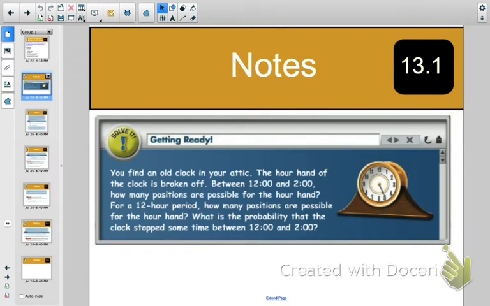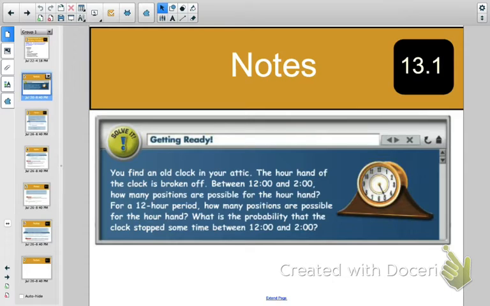Okay, so it says you find an old clock in your attic. The hour hand of the clock is broken off between 12 and 2. How many positions are possible for the hour hand? So for the hour hand, it can go anywhere between 12 and 2. Well, technically it moves after every minute, I guess. Maybe the hour hand moves after every minute, and then the minute hand moves after every second. That would make sense. So I guess there's 60 positions between each hour. So that would be 120 positions total for 12 to 2.